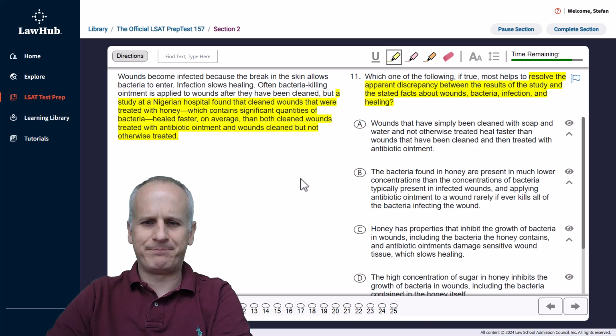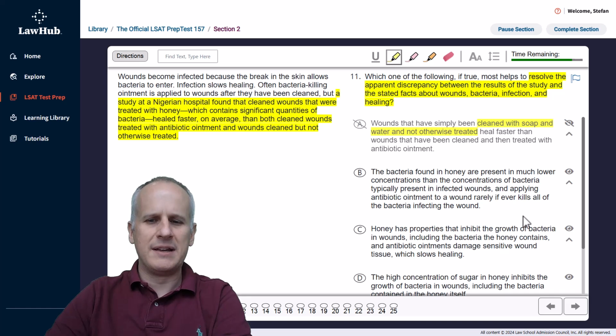So starting with choice A, wounds that have simply been cleaned with soap and water and not otherwise treated heal faster than wounds that have been cleaned and then treated with antibiotic ointment. Well, this cleaning with soap and water and not otherwise treated has nothing at all to do with the honey, so hopefully we can eliminate choice A almost immediately.